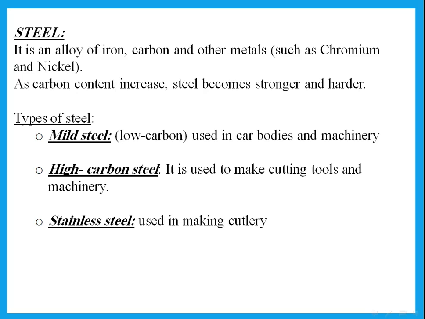High carbon steel is iron with a lot of carbon. This would be harder, so it is used for cutting tools and machinery that needs to be much stronger. Now, stainless steel is actually iron and carbon and chromium and nickel. Do you understand that? This is more resistant to corrosion. It doesn't corrode easily, so we use it in making cutlery. Do you know what's cutlery? Cutlery is your spoon and fork and knife that you eat with.